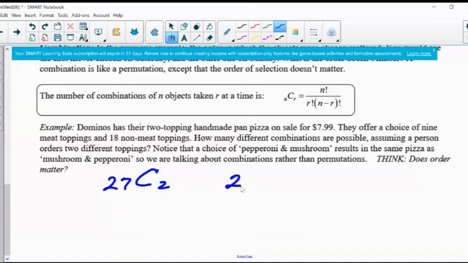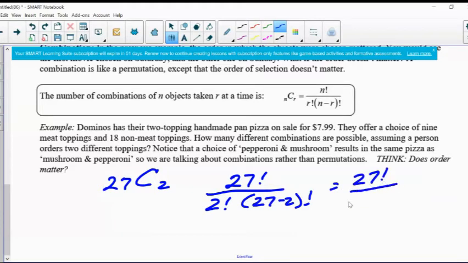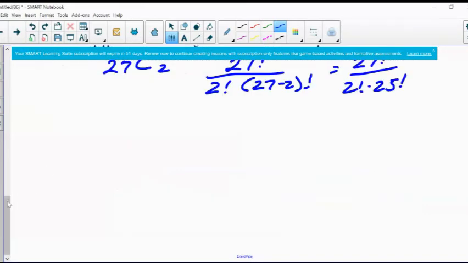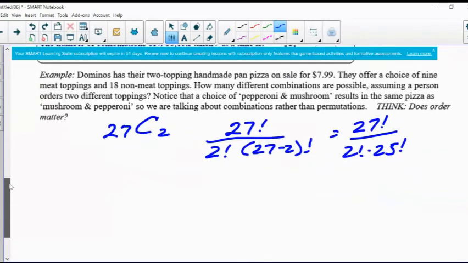And what nCr does, so this would be 27 choose 2, right? 9 meat, 18, that's 27 total toppings, and I'm going to choose 2. So how many do I have to choose from? I have 27 factorial over r. How many did I choose? 2 factorial. And then we do the 27 minus 2 factorial. So that ends up being 27 factorial over 2 factorial times 25 factorial.